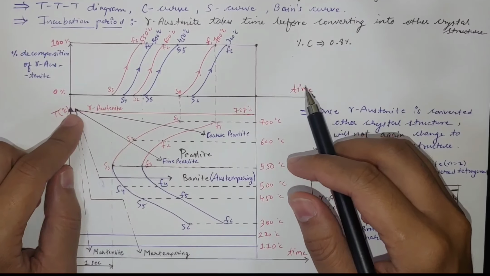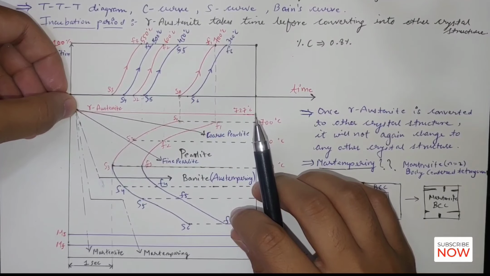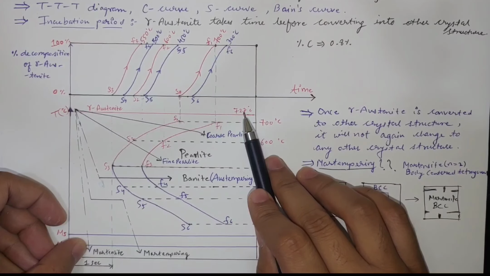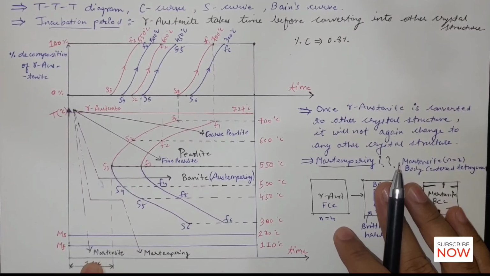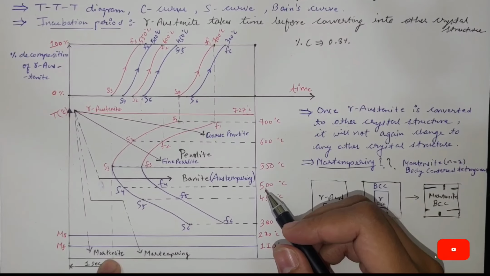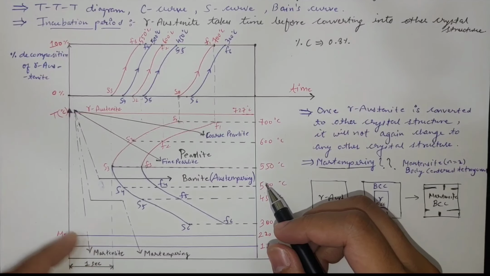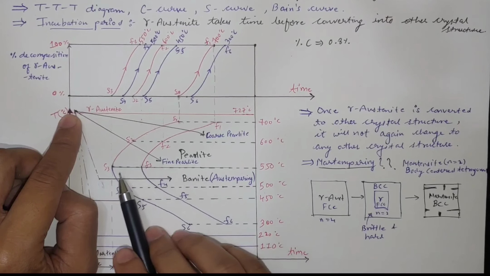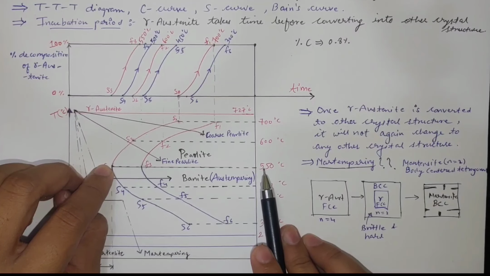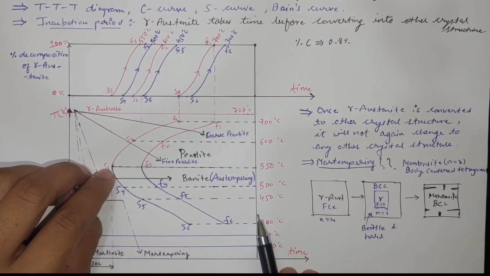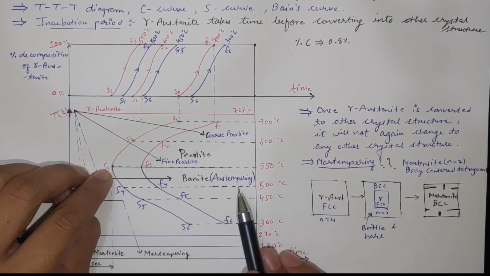And here from gamma austenite, if we suddenly cool from 720 degrees Celsius to room temperature, then our workpiece will get a martensite structure, which is very hard and brittle. Now if we want pearlite, then this is the boundary line at 550 degrees Celsius, above which we can obtain pearlite, and below it we can obtain bainite.